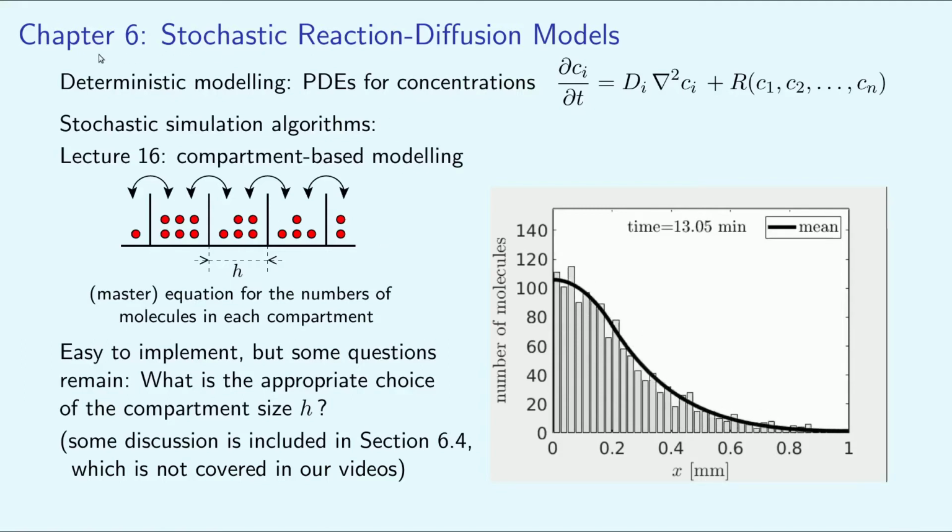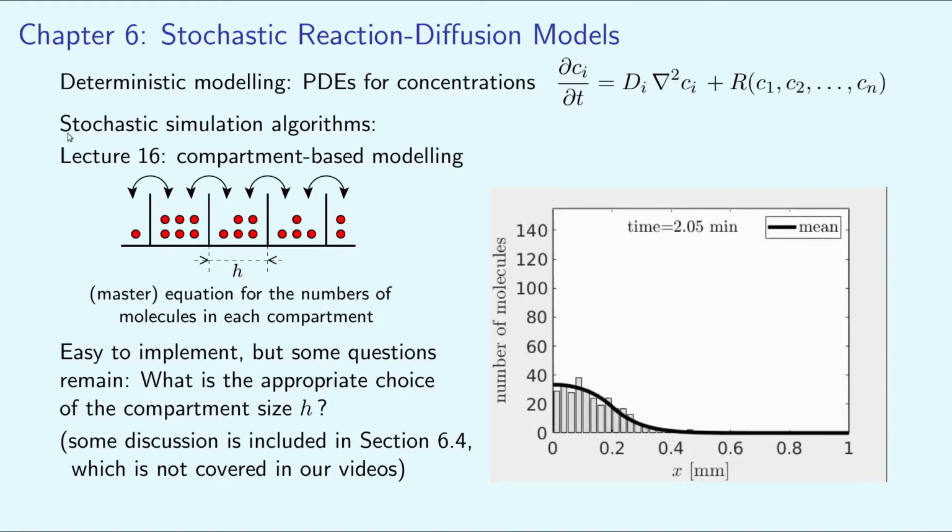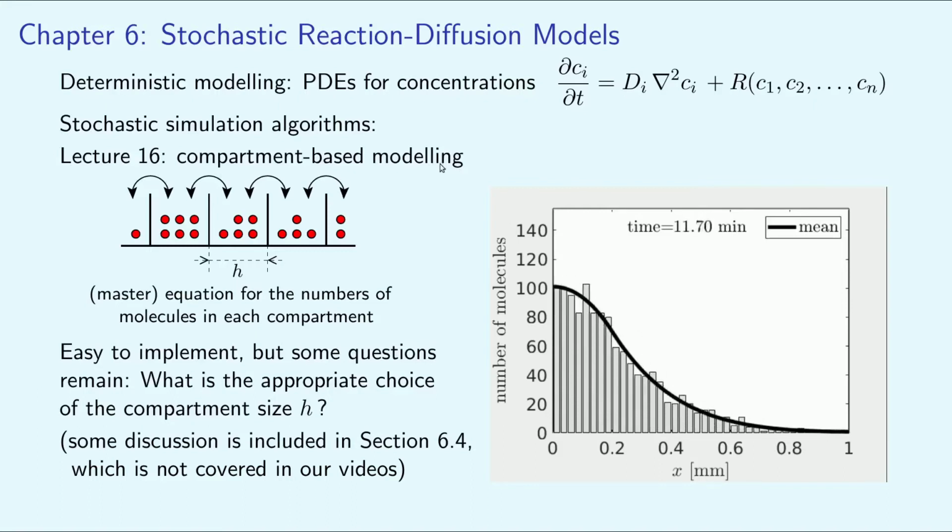In our last lecture, we started with the corresponding deterministic reaction-diffusion partial differential equations, which give the time evolution of concentrations of chemical species, Ci, and include terms describing both diffusion and reactions. Then we discussed compartment-based modeling, which is a relatively straightforward approach to implement in a computer, because it uses the methodologies for chemical reaction systems which we developed in Chapter 1.